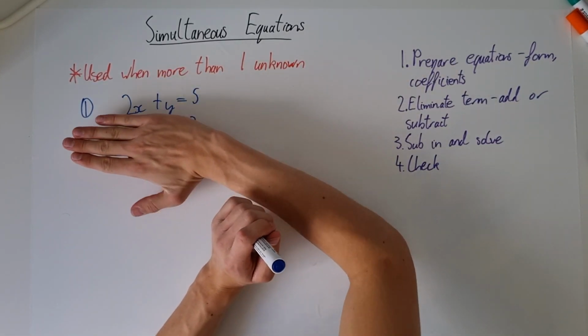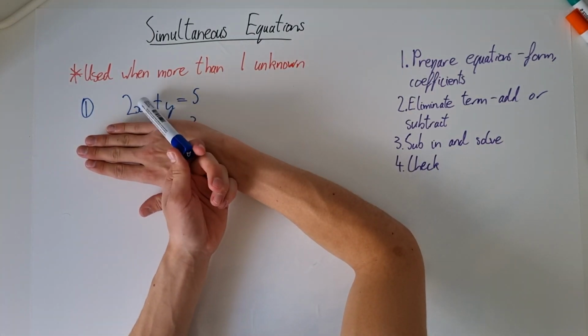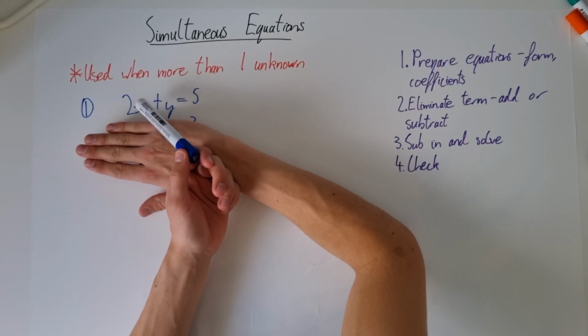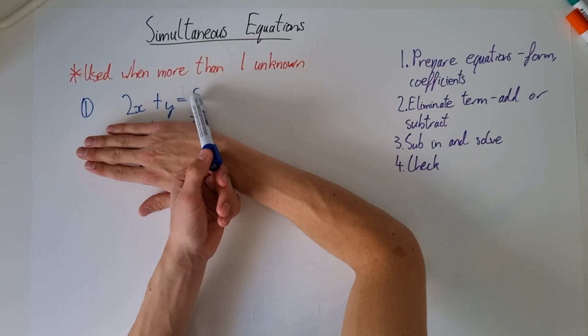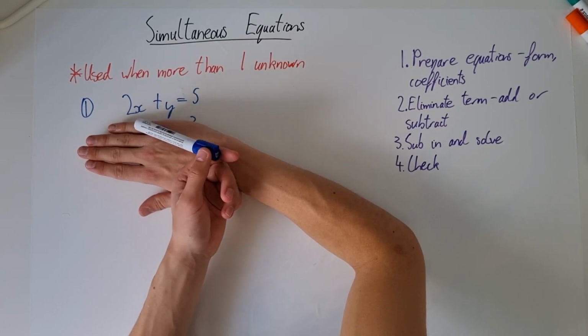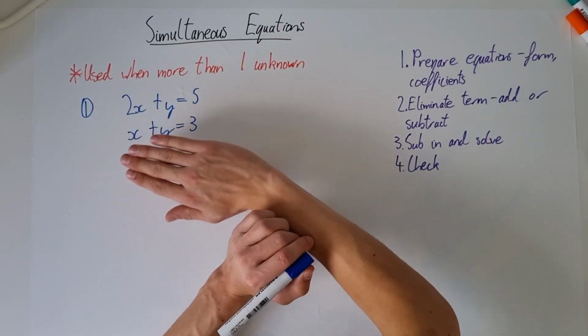Just having one of these equations like this, we wouldn't be able to solve it because there's no way to find x and y here because there's so many different combinations of what they could be. For example, x could be 2 and y could be 1 and then 5 equals 5, but there's lots of different combinations it could be. So this is why we use simultaneous equations.